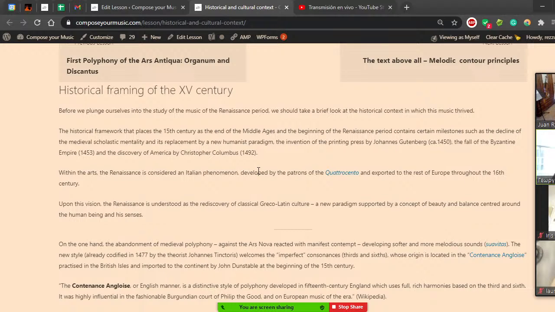They could spread knowledge more efficiently. Exactly. Before, every single book was written by hand. It took years. I mean, it took a long time to print one book. So knowledge was very limited.